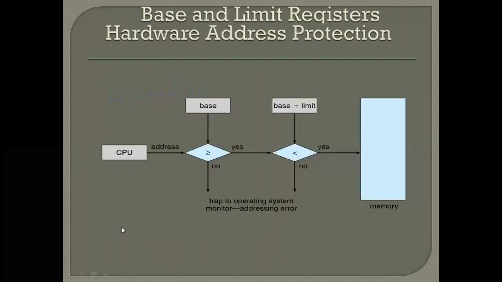For the hardware address protection, in this diagram the CPU section is the logical address space, and this section is the memory, that is, the physical address space. Before allocation of an address in the physical address space, whenever the instructions are fetched, that smallest address is first stored in the base register, and according to the size requirement of the process, the size of the memory for the process is mentioned in the limit register, and then it is placed in the physical address space.